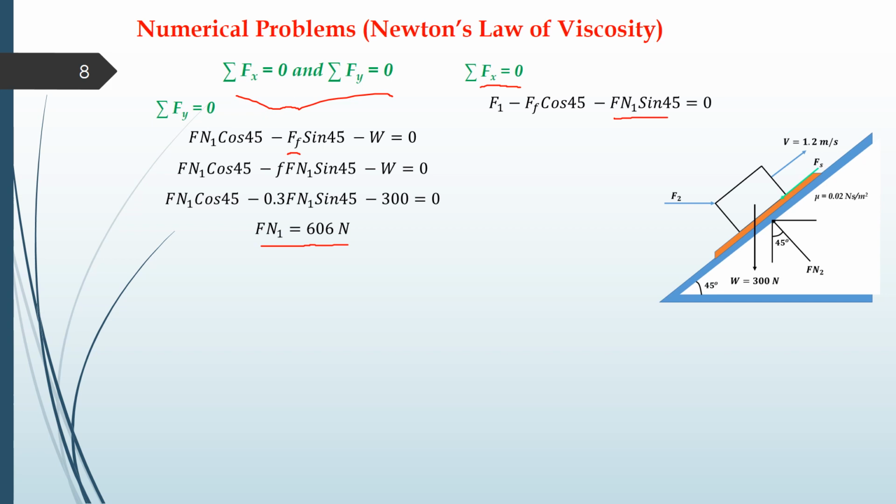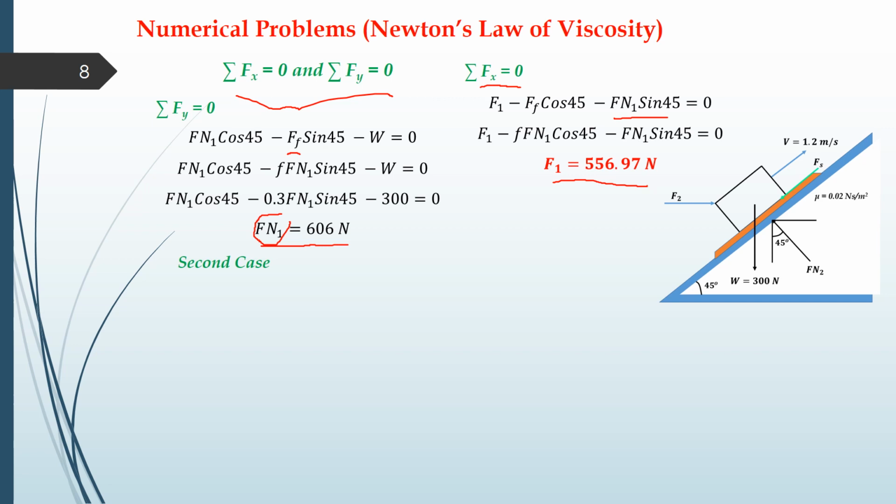So F1 is equal to minus Ff cos 45 minus Fn1 sin 45 is equal to 0. We will put the value of this Fn1 in this equation and find out the force, that is F1, in the first case, which is required to slide this box. Accordingly, Ff is equal to mu into Fn1, where Fn1 is 606 newtons. After putting these values, we get F1 is equal to 556.97 newtons. So this is the first case wherein the force required to slide this box is 556.97 newtons.